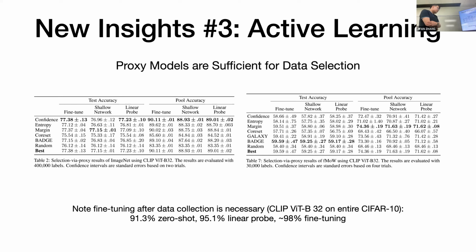Here is just some rough background. If you just care about accuracy, then zero shot on CIFAR-10 gives you 91%. Linear probing gives you 95%. If you fine tune the model, it actually gives you 98%. So fine tuning the model at the end is also very important. But during the data selection, you don't need to fine tune everything. So that's insight number 3.